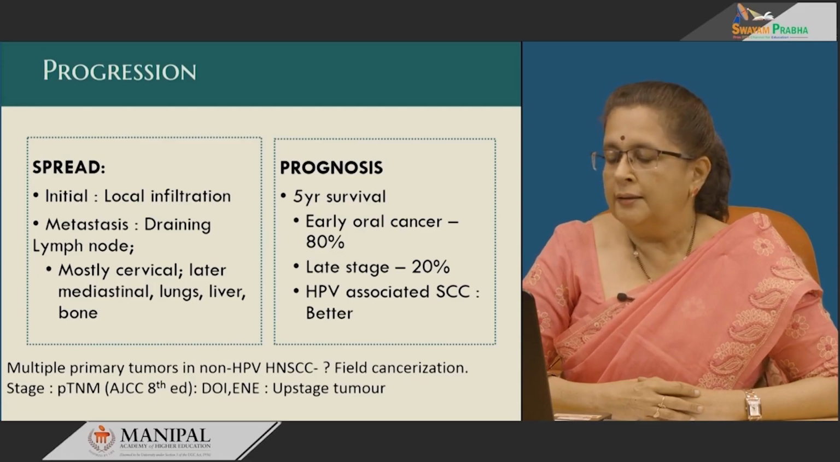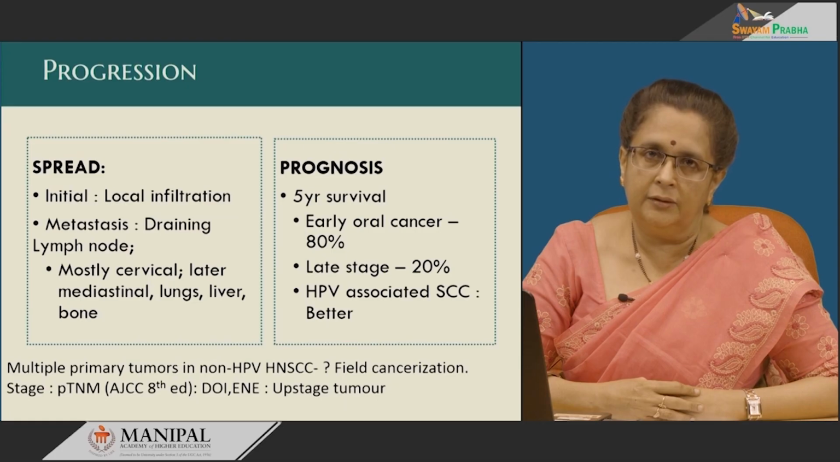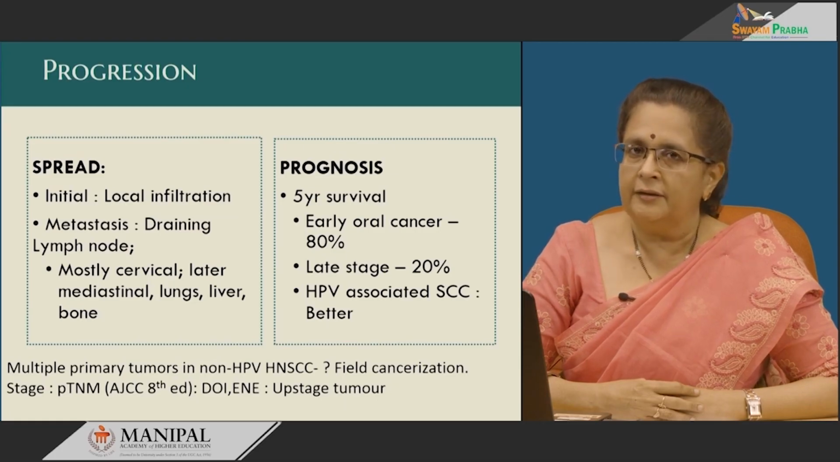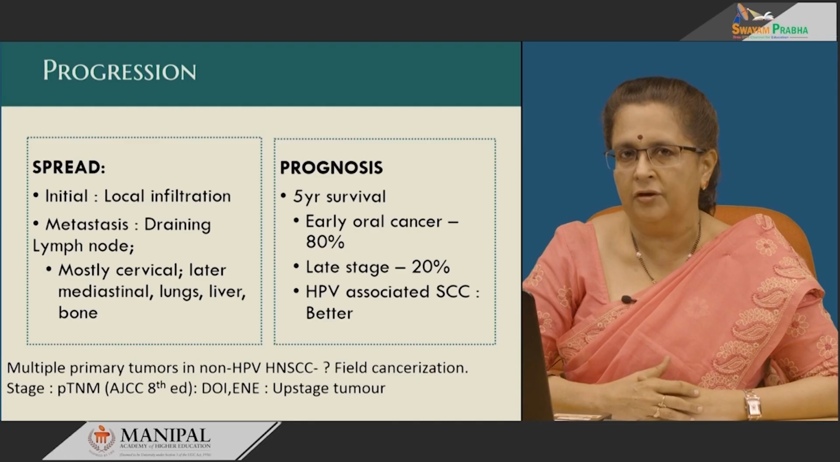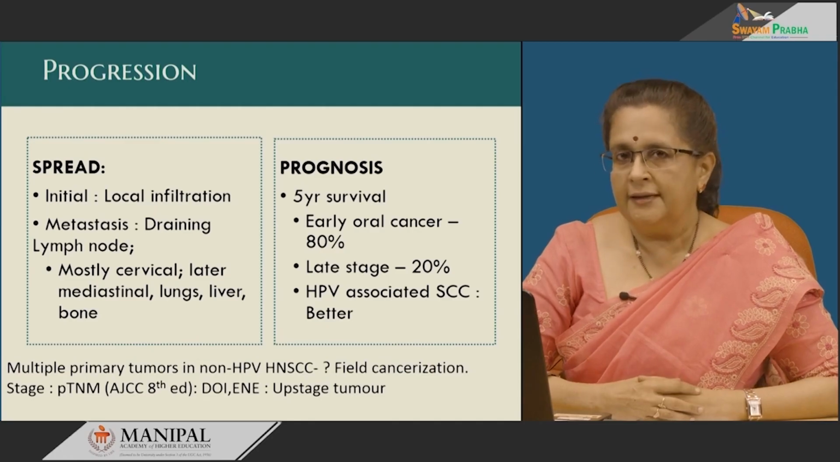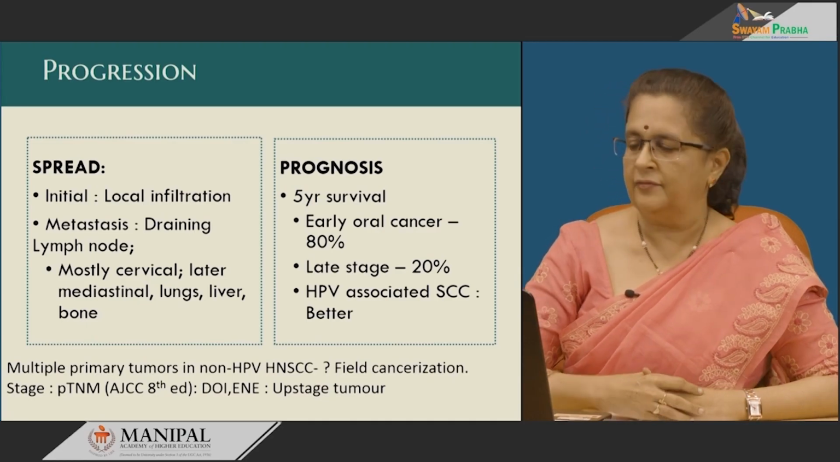Now, in the nodal staging we look at the size of the metastasis in the lymph node and whether it is ipsilateral, contralateral, ipsilateral and contralateral, or extensive nodal involvement is seen. And size wise it should be either less than 3 centimeters, or 3 to 6, or beyond 6 centimeters, and whether extranodal involvement is there.